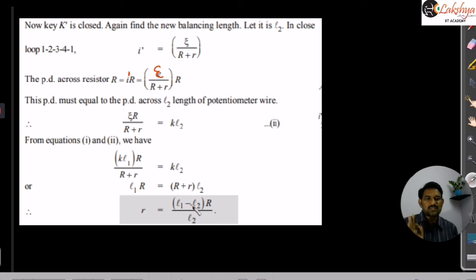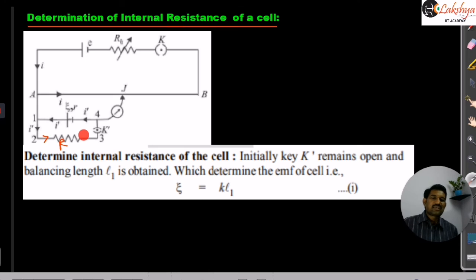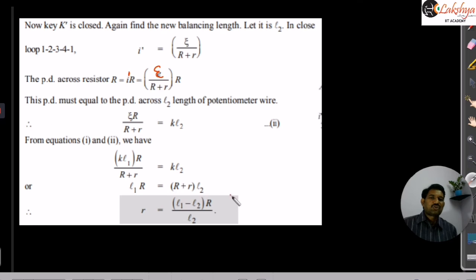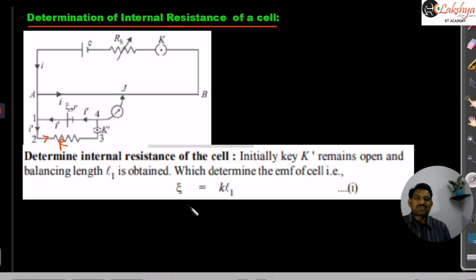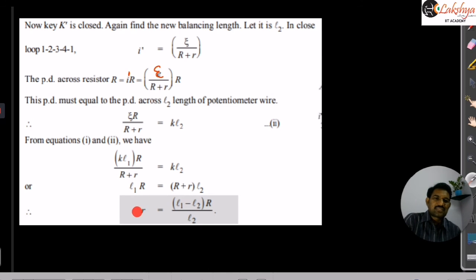Note this clearly: L1 is the balancing length before connecting the resistance, and L2 is the balancing length after connecting the resistance. And an important thing here is L1 does not depend on the resistance, how much resistance you are connecting. L1 does not depend on the capital R. And actually, the internal resistance of the cell, if you are changing this capital R value, that means the resistance connected across the cell, is there any change in the internal resistance of the cell?